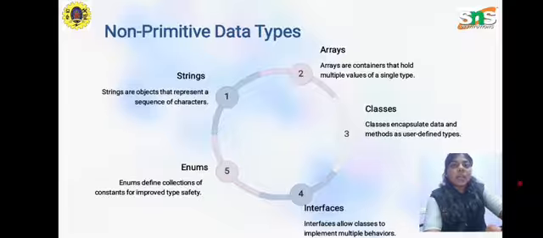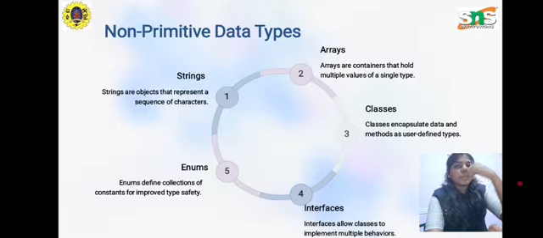Arrays are containers that hold multiple values of the same type. For instance, an array of integers could store the marks of 100 students, wherein the marks are values and not characters. And then come the enums. These define a set of constants like days of the week, Monday, Tuesday, Wednesday, and so on. So these kinds of constants are stored in enums.